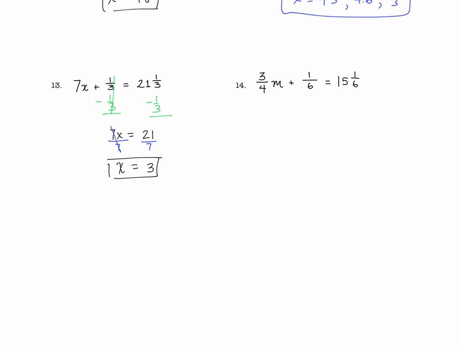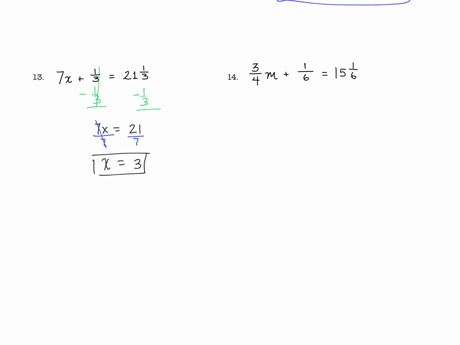So on to 14, on to the last problem in this video. So I have positive 1/6. What I need to do is say, okay, I'm adding something. If I'm adding something, I want to make it into 0. So how do I get rid of positive 1/6? I get the opposite, which is negative 1/6. So add negative 1/6, or just write minus 1/6. That's what subtraction is. So then I write minus 1/6. And what I'm left with is 3/4 m is now equivalent to 15.